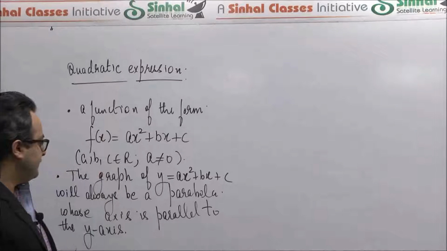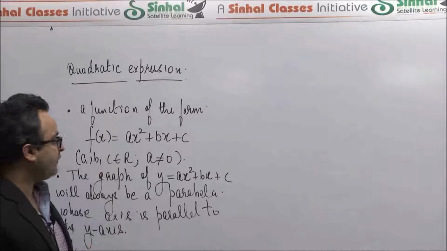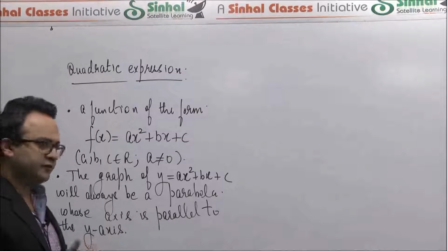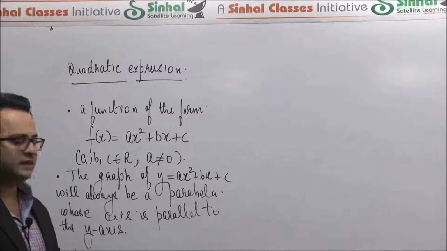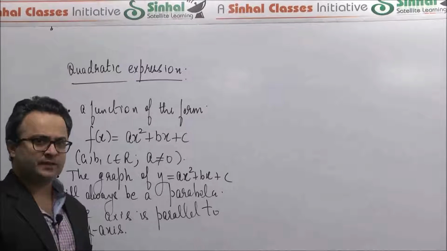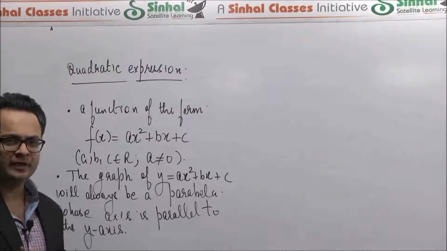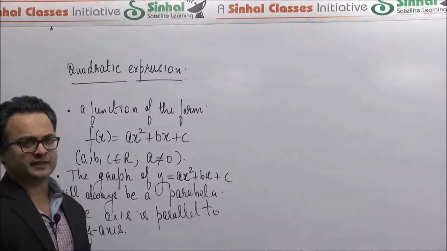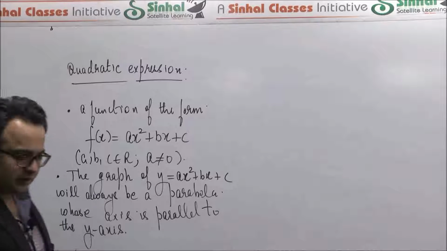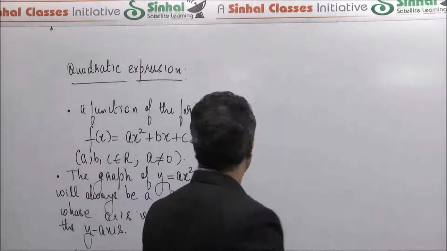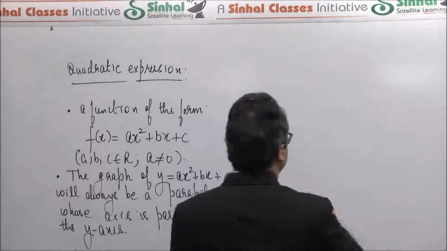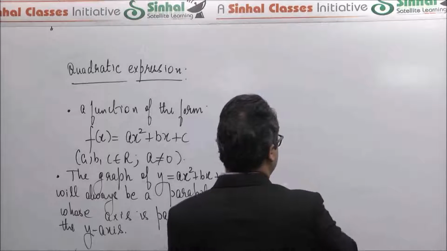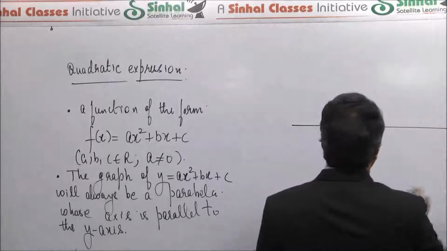Right? And so the graph of any quadratic expression, so the graph of y equal to ax squared plus bx plus c, will always turn out to be a parabola whose axis happens to be parallel to the y-axis. Right? So now this gives us these possibilities in terms of the general shape. So let's just quickly look at all the possibilities.